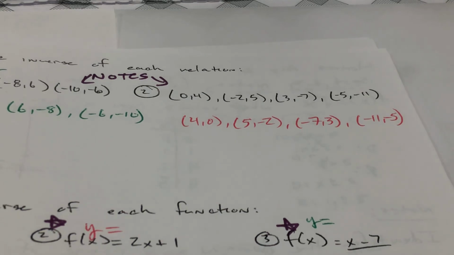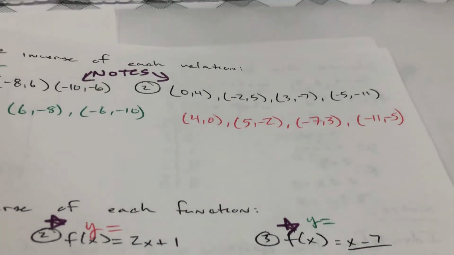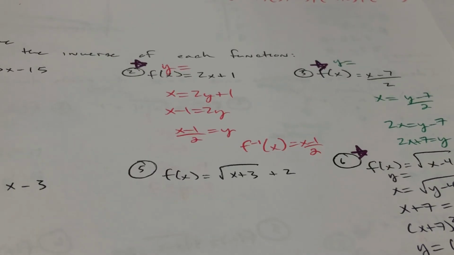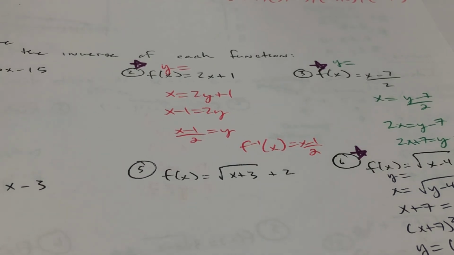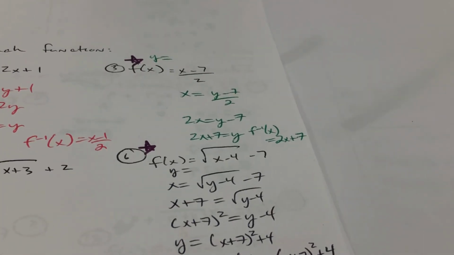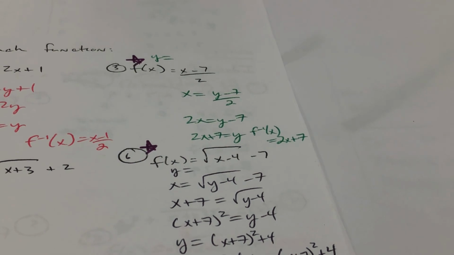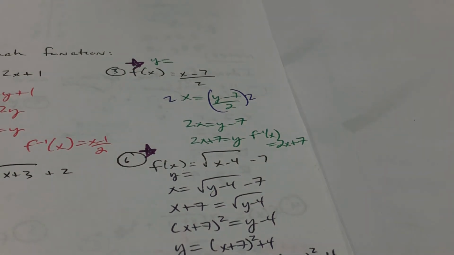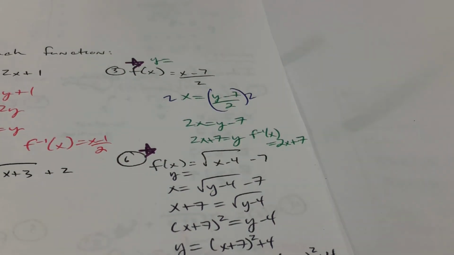And if you graph those in an xy coordinate plane, you'll see they've been reflected across the line y equals x. All right, to finish this page, we're in the hashtag game time section. Find the inverse of each function. y equals 2x plus 1. So x equals 2y plus 1. Subtract 1 from both sides, divide by 2. y equals x minus 7 over 2. So x equals y minus 7 over 2. Double both sides. 2x is equal to y minus 7. Add 7 to both sides. There is our inverse.